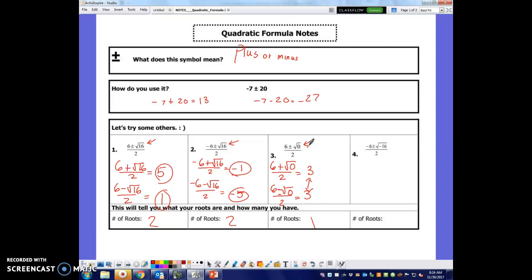Okay, for number 4, negative 6 plus the square root of negative 16 is what? Yeah, non-real. So this is an imaginary number. Negative 6 minus the square root of negative 16 is what? Imaginary as well. So number of roots? None.